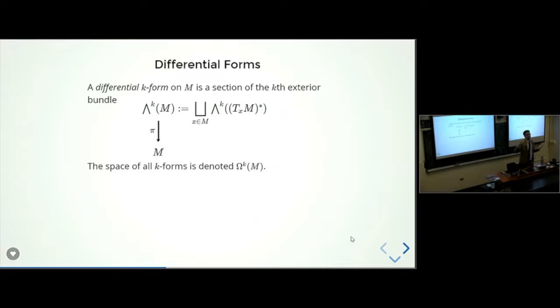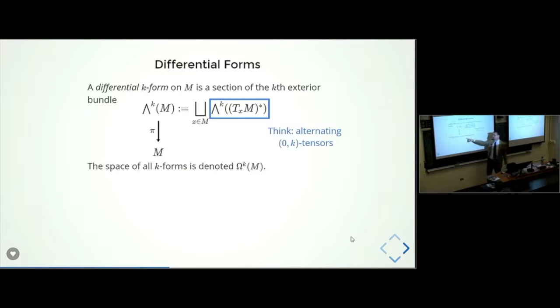I can define the exterior algebra, right? If you don't like exterior algebras, just think these are alternating tensors, right? So I have alternating tensors on k copies of the cotangent space at each point.